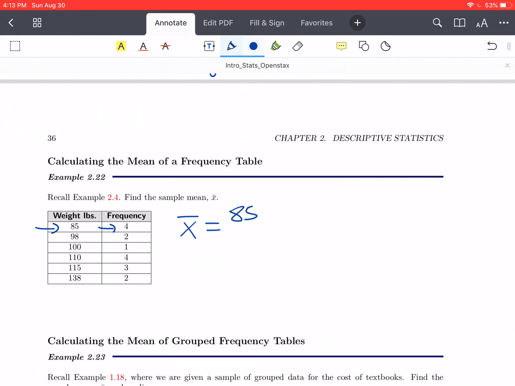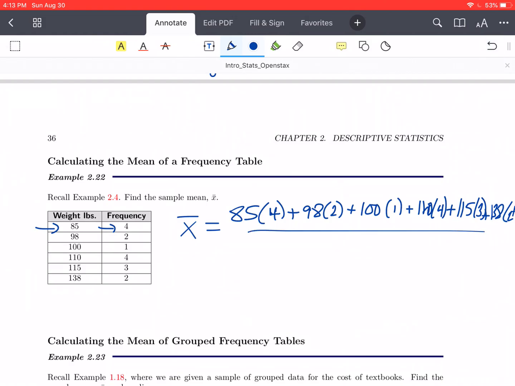So I'm going to have 85 times 4, because it occurs 4 times, plus 98 occurs twice. That's the same thing as adding it together twice. Plus 100 only occurs once. Okay, plus 110 times 4, plus 115 times 3, plus 138 times 2.